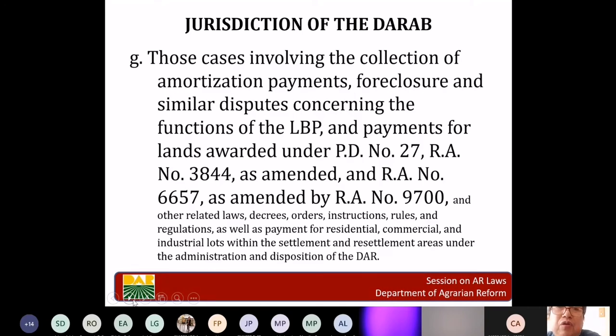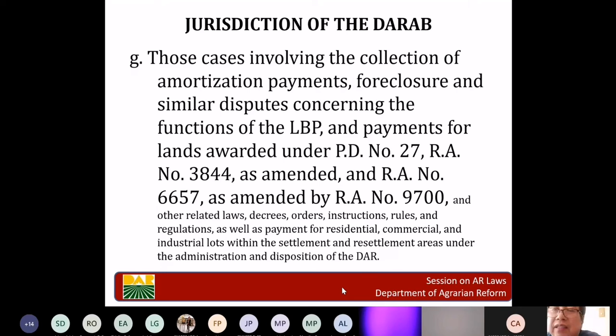And then those cases involving the collection of amortization payments. So wala pa akong nakitang beneficiary na na-foreclose yung kanyang title because of non-payment of amortization. There is a pending bill in Congress proposing for the government to waive the payment of amortization, meaning free distribution of lands to farmer beneficiaries. But that is still pending.